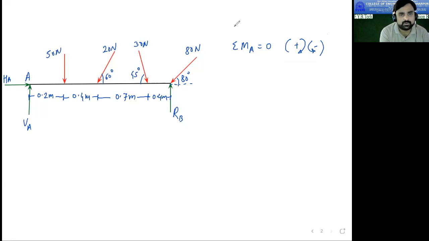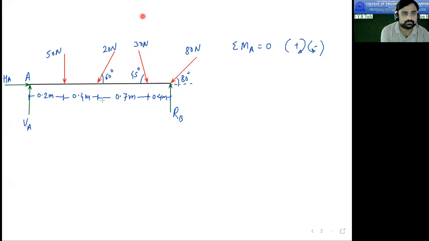So now if I resolve the force here, this 20 Newton, then what will I get? This is my point of application. This is the force acting on the beam. We always draw one line parallel to X and another line parallel to Y from the point of application. Remember this, we will always do it from the point of application.